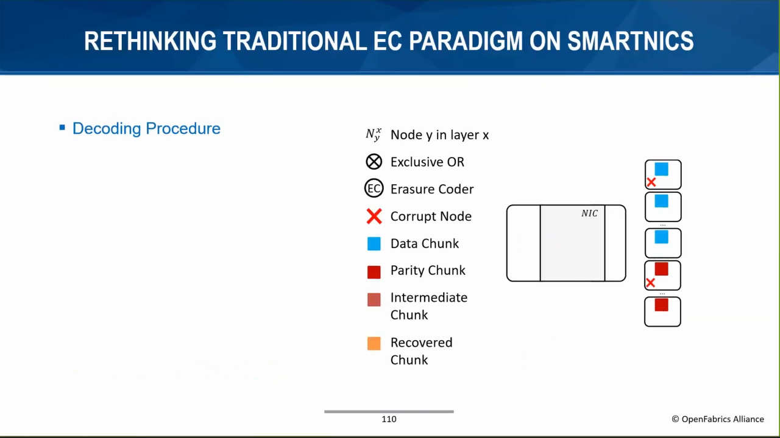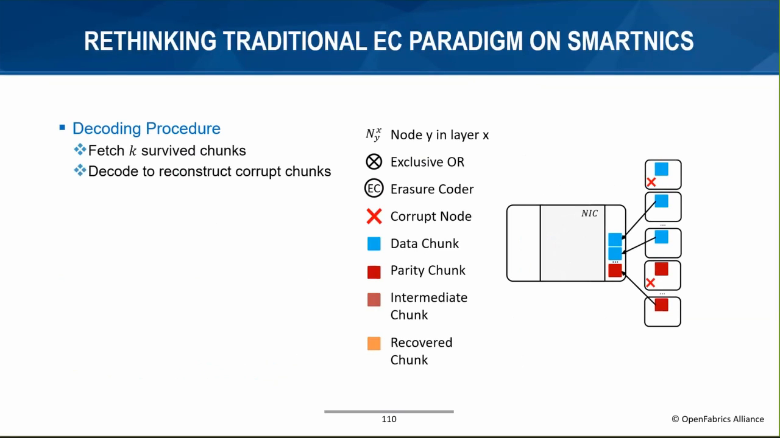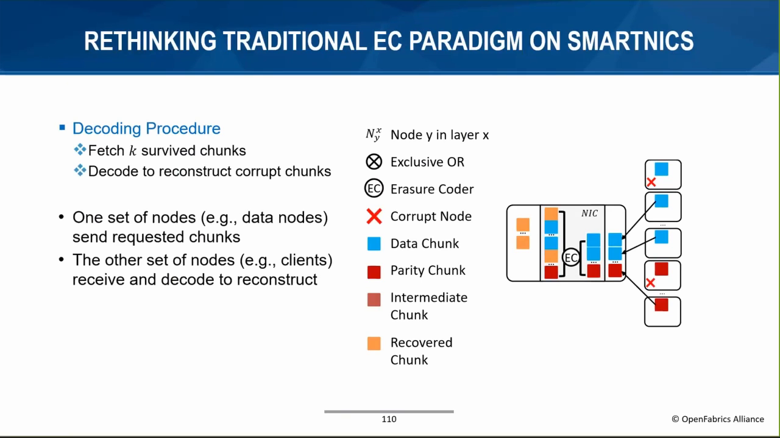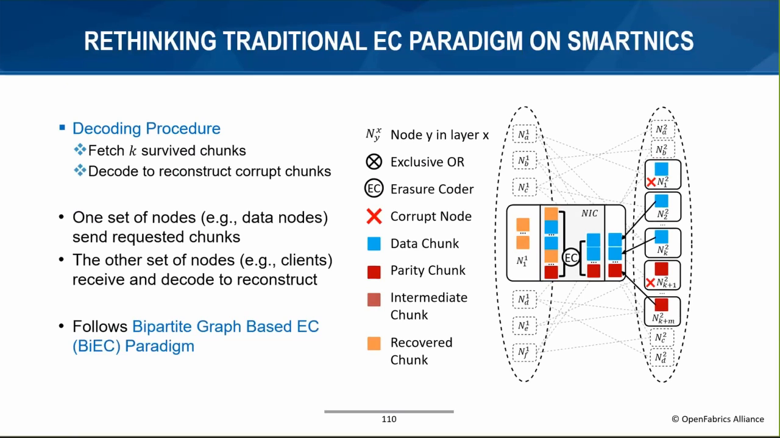Similarly, for decoding, the client fetches K healthy chunks from the surviving data nodes to reconstruct the corrupted chunks, and the cluster can be split into two sets as well. Again, the decoding process still follows the bipartite graph-based EC paradigm.